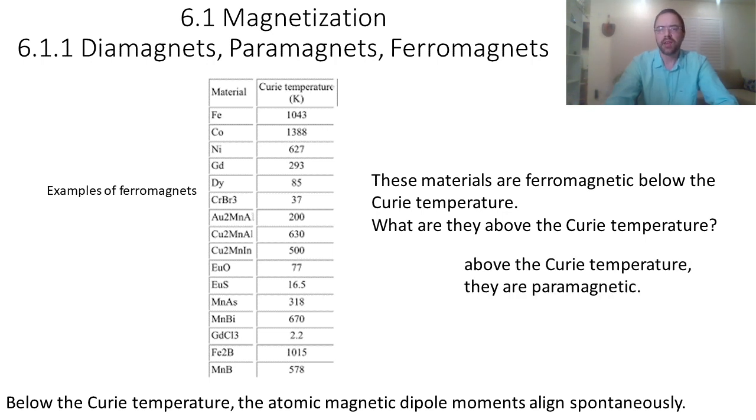If you guessed paramagnetic, you're correct. Above the Curie temperature, the thermal energy is large enough so that the atomic magnetic dipole moments will be randomly oriented. This is what we call paramagnetism. We will come back to ferromagnets later in this chapter, and we will discuss their applications in our everyday lives, in our technologies. But before that, we need to review the effect of torques and forces on magnetic dipole moments.